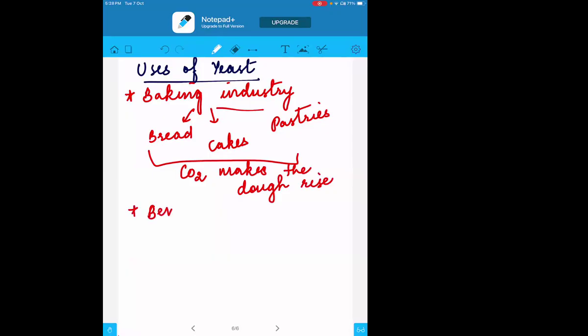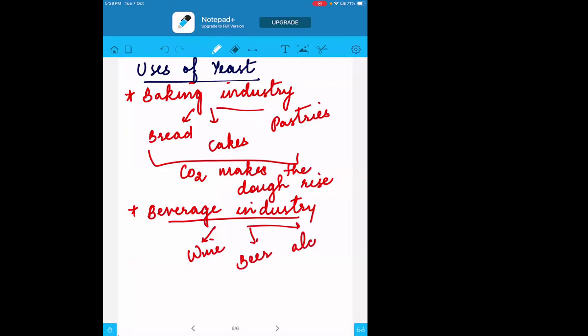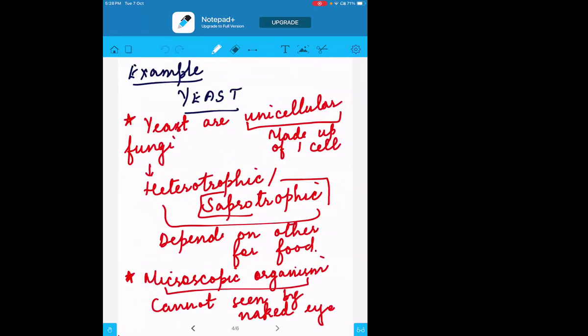Second thing, in the beverage industry, beverage means whatever drinks are there, like wine, beer, alcohol, all those things, they will be using yeast. And then the last one is the medicinal use, for making medicines. They will be using it. I think I will not be able to complete the next topic, so let us complete only the writing part.